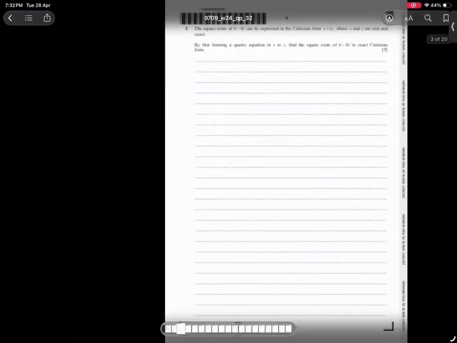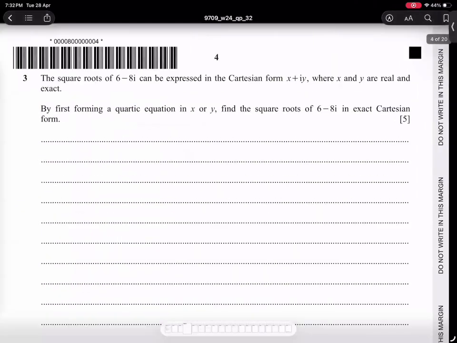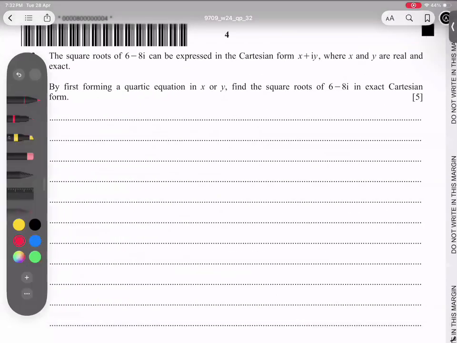Next point, we have question number 3. We have to write the square root of this one as an expression in Cartesian form. This is called Cartesian form. So we have to write a Cartesian form by first forming a quadratic equation in x and y, and find the square root of this one. So let's start. For example, the root of 16 is any number, for example 4, and we must put a plus and minus.